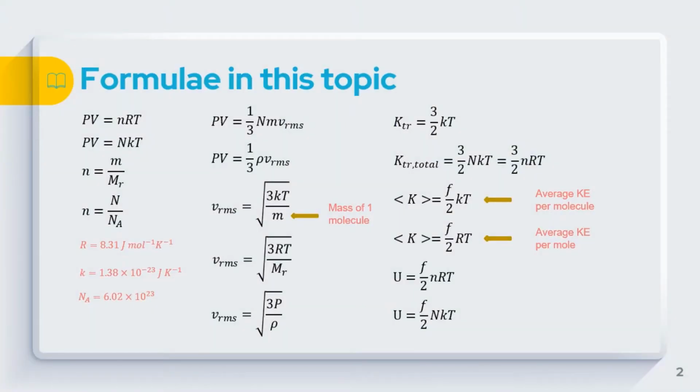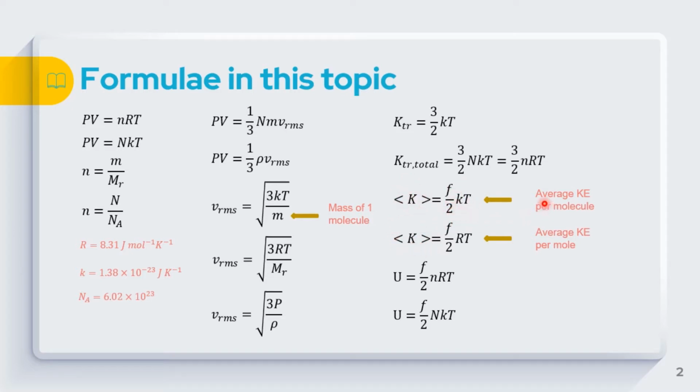So these are some of the formulas that we have in this topic. You can find all these formulas in your notes. Please note how to use these formulas. For example, we have this formula where we have 3kT over m. We must make sure that this is the mass of one molecule. And these two are about the same. The titles are about the same, but they have different meanings.